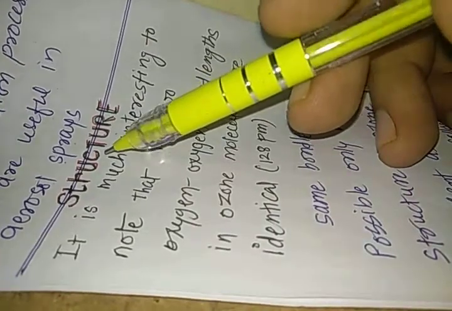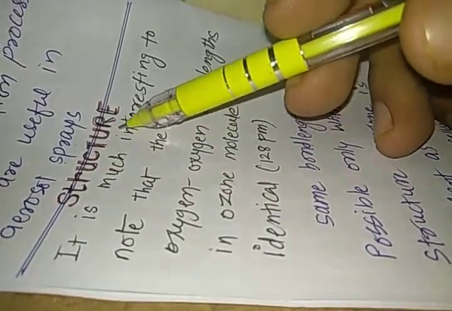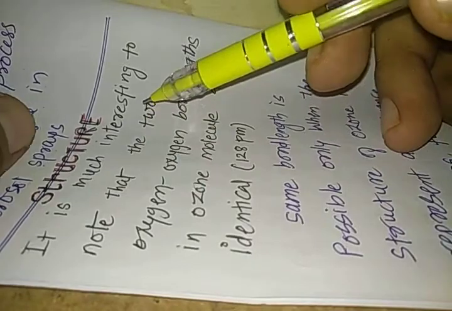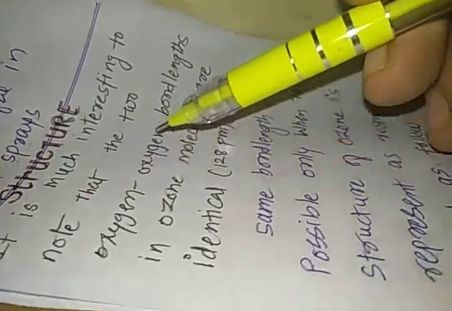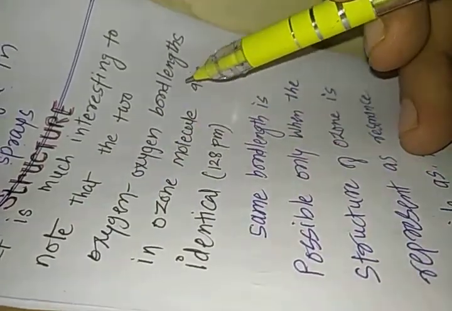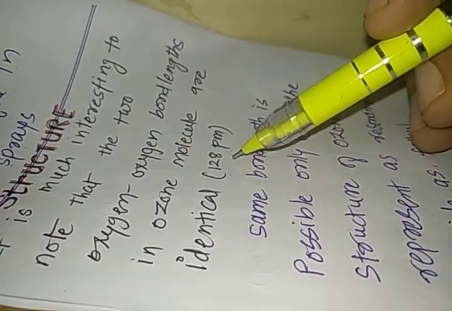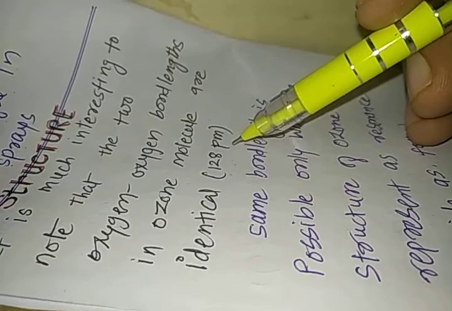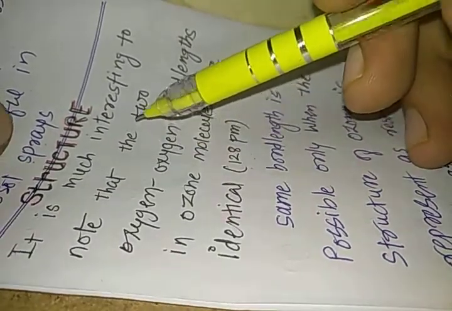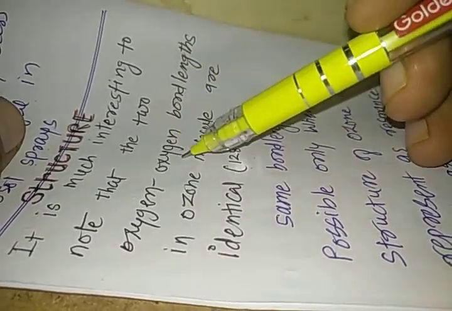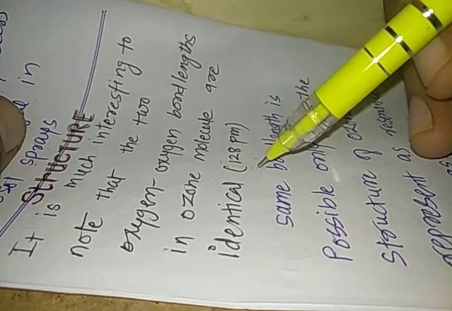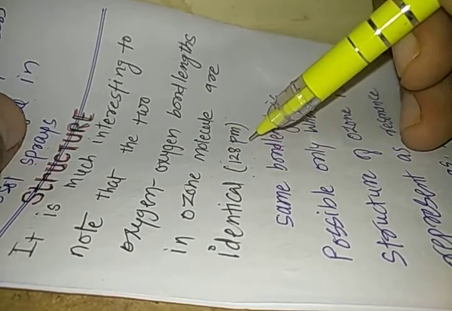Now we want to study the structure of ozone. It is interesting to note that the two oxygen bond lengths in the ozone molecule are identical, that is 128 picometer. You can easily understand that the two oxygen bond lengths in ozone are the same, and it is 128 picometer.